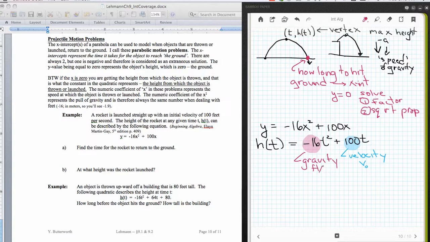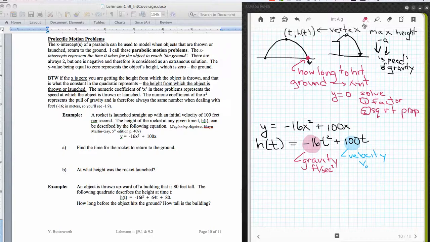The gravity's effect in feet per second isn't always going to be the case. Sometimes we might want to deal with meters per second, and in that case, you would see a different number, a negative 4.9. Now, that's not to say that none of those numbers appear, because maybe something's been factored out already for you.